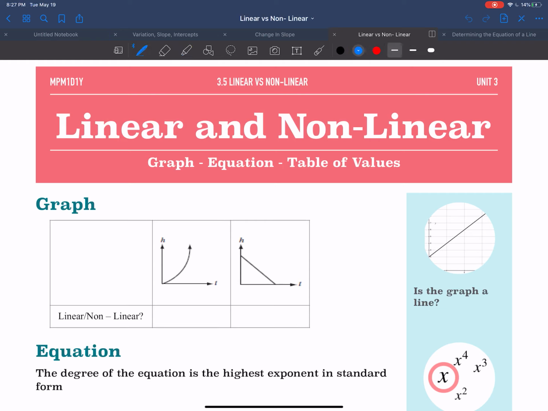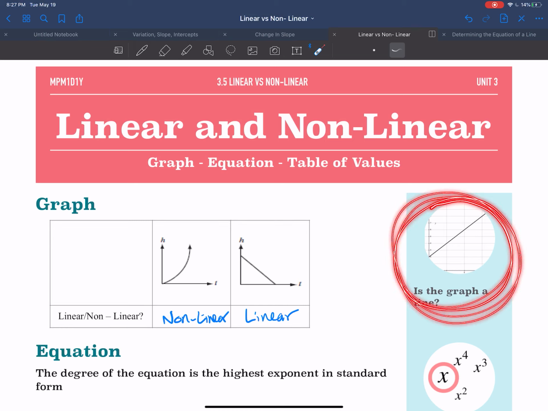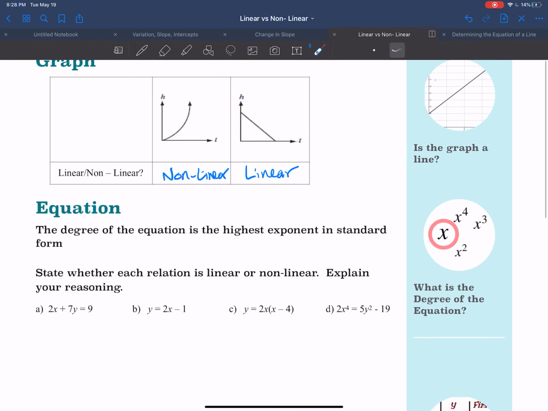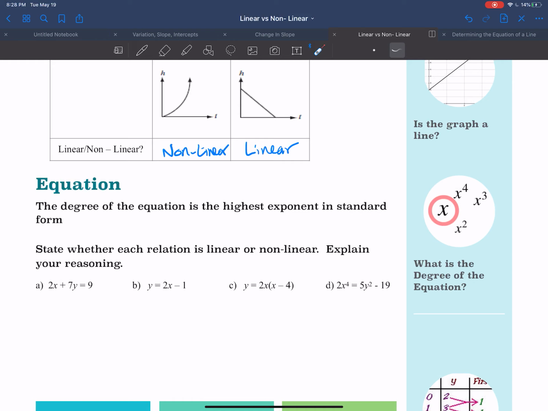So this first graph here, we have a curve. So that would be non-linear, whereas the line would be linear. Easy enough. So if we have a graph and we see that it's a line, then it's linear. That's the question you're asking yourself.